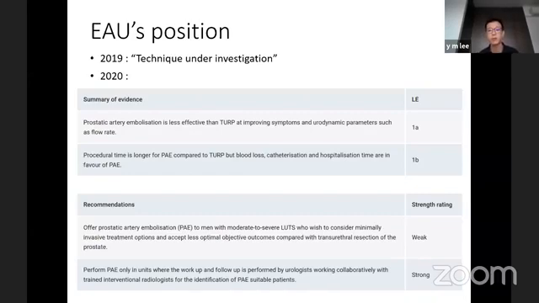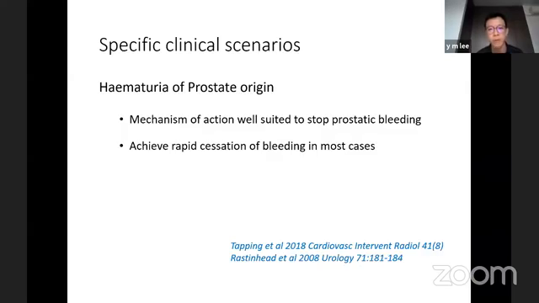And therefore, the recommendation from the EAU is that we may offer PAE to men who have moderate to severe LUTS, who are willing to consider a minimally invasive procedure and who are willing to accept a less optimal outcome compared to TURP. It also emphasizes that we should only perform PAE in a center where the urologist is the gatekeeper. They would select the appropriate patients and then collaborate with the radiologist to arrange for the procedure to be done and for subsequent follow-up.